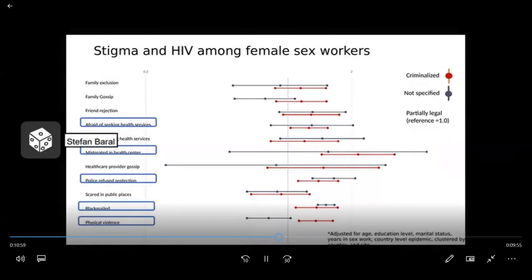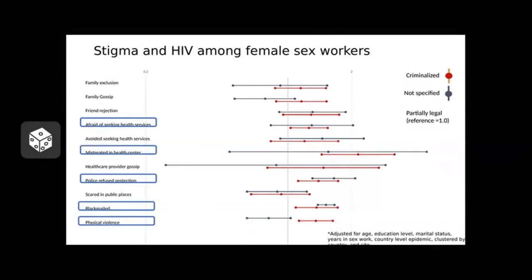Now, similar to what we saw among gay men and other men who have sex with men, there's this intersection that seems to happen between individual level stigmas as well as structural stigmas, and structural stigmas really being the laws. And so what we can see here is in the settings where sex workers are criminalized versus not specified, you see additional effects of people when they report being afraid to seek healthcare services, that goes from not being significant to being significant. When reporting mistreatment in health centers, police refusing protection, being blackmailed, and physical violence, all of these really increase the effects in terms of being more likely to be living with HIV. And again, after adjustment for age and education level, marital status, years in sex work, and other individual level determinants, you see this intersection between structural and individual stigmas.